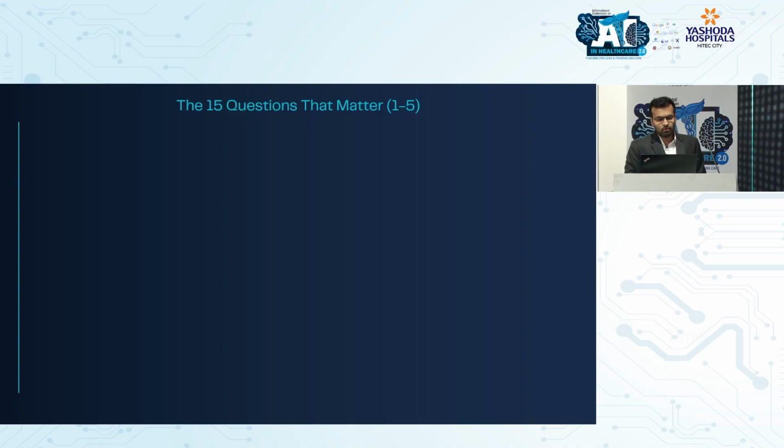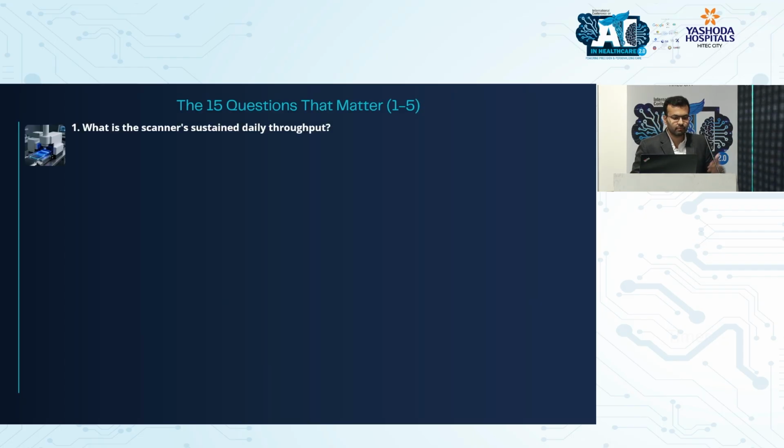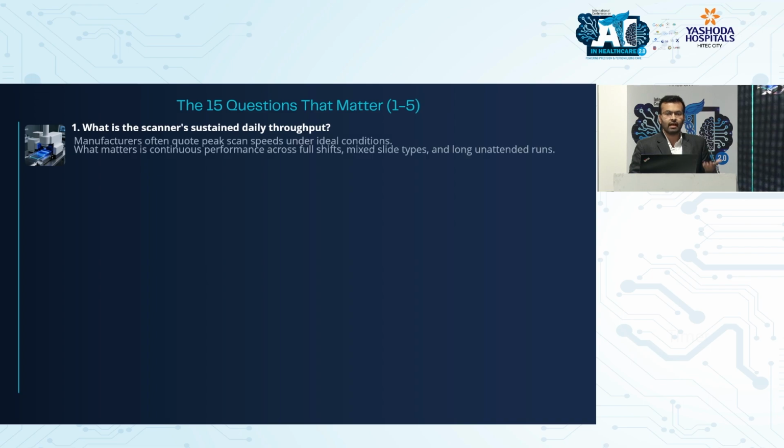Right. So now we come down to 15 questions that matter. So it's a summary of whatever we've discussed. What is a scanner's sustained daily throughput? Everyone says our scanner can scan a slide in 2 minutes. But that 2 minutes is your ideal scanning. It's like your car's mileage. 20 kilometers per liter, that is on the highway without braking and everything. But on a regular road, what is your actual throughput?